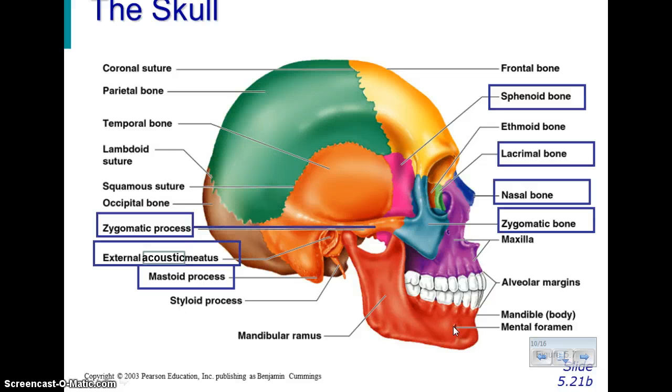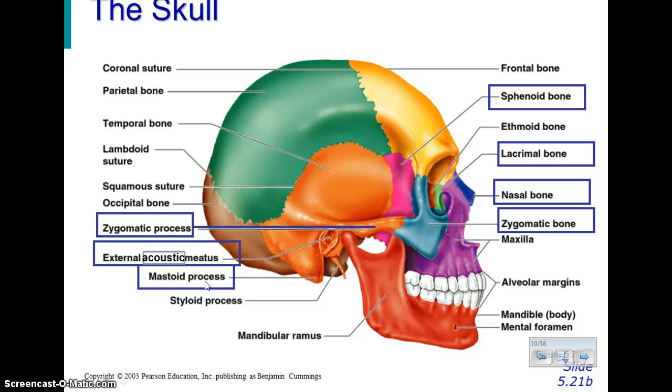Now we're looking at some of the bones that are a little bit more on the side. So starting from the back, the zygomatic process is an extension of the temporal bone. So process basically means that, as it does down here. It's an extension of a bone where usually some muscle will attach.